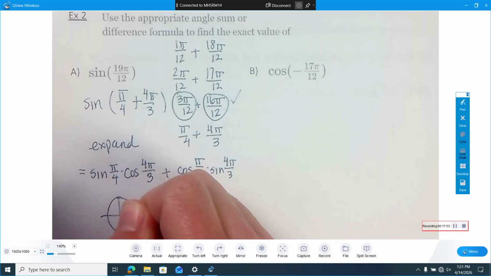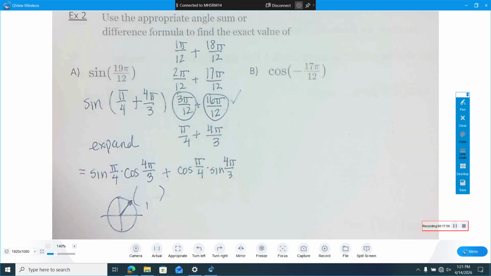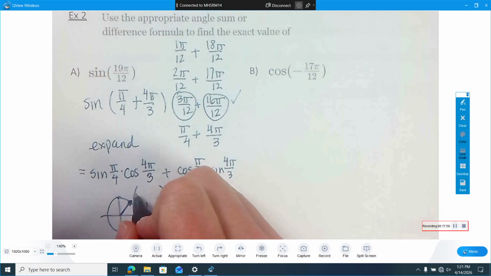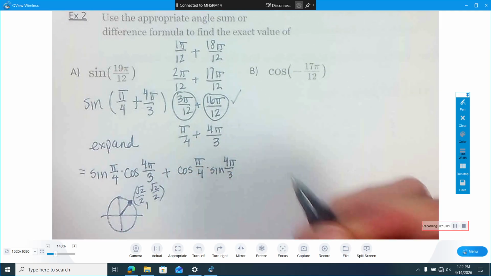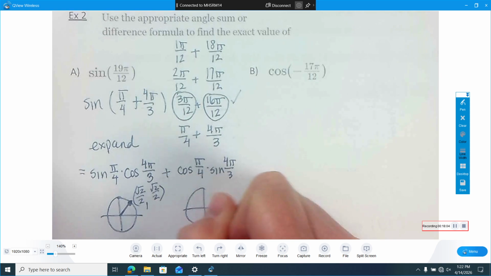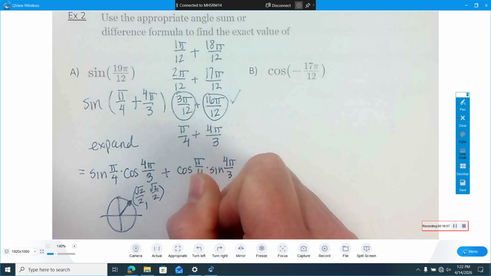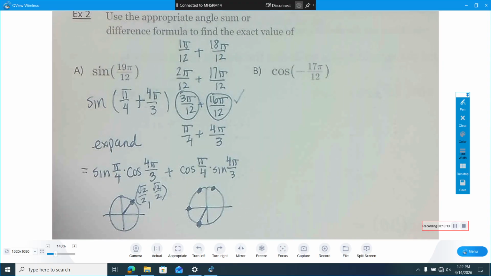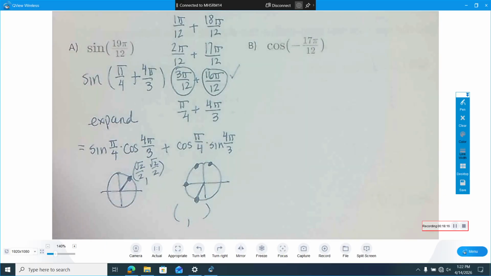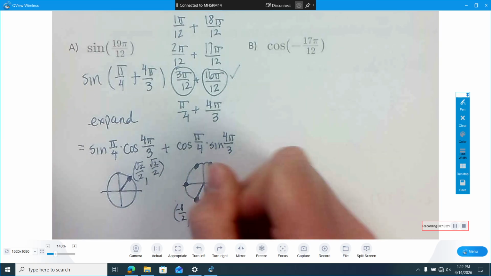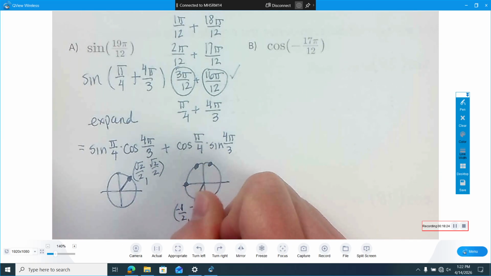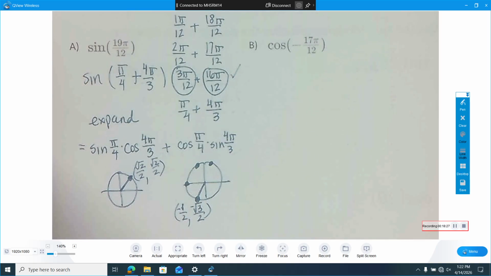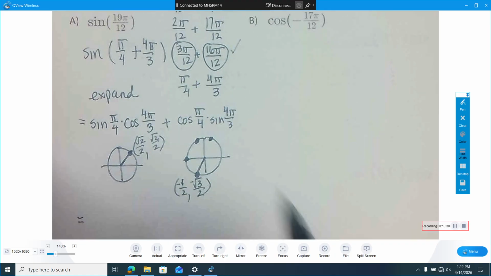So on my unit circle at pi over 4, my ordered pair is what? Root 2 over 2. Good. My other angle is 4 pi over 3. So 1 pi over 3, 2 pi over 3, 3 pi over 3 right here is 4 pi over 3. What's the ordered pair at 4 pi over 3? Good. Negative 1/2, little shorty, and then the longy, negative radical 3 over 2. All right. So now that we have our values, now we can figure out what is the sine value at pi over 4?